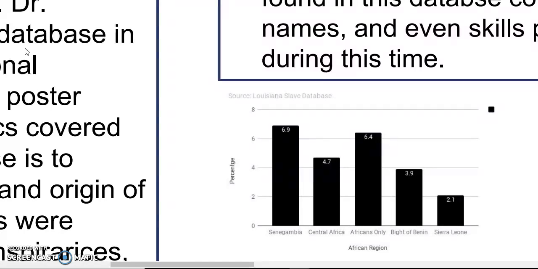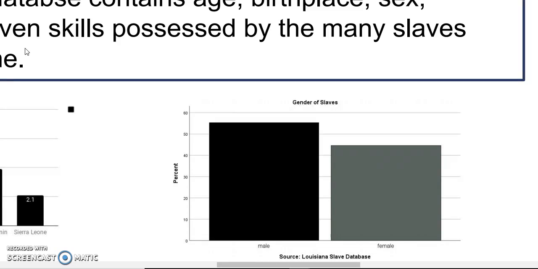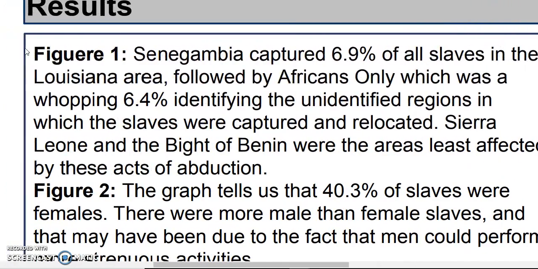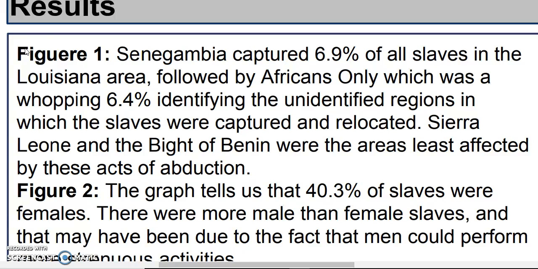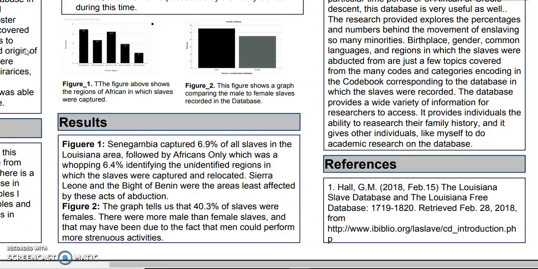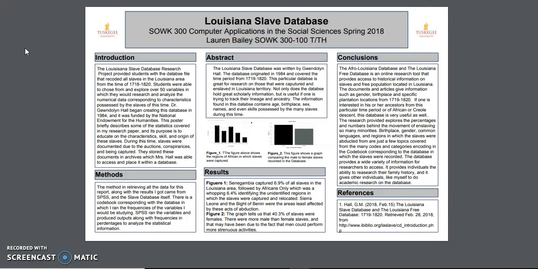Now, Central Africa, Benin, and Sierra Leone, the numbers are not as high, but these are the top numbers out of this particular category. Now, if we move over to figure 2, we see the gender of slaves. This was another variable which I had run in SPSS. You see there's roughly 55% male, and to be exact, there is 40.3% female slaves. I'm guessing that there were more male slaves just due to the fact that they could do the more strenuous activities than the females, more hard-working activities, more things in the fields, more things of that nature that women necessarily would not do.